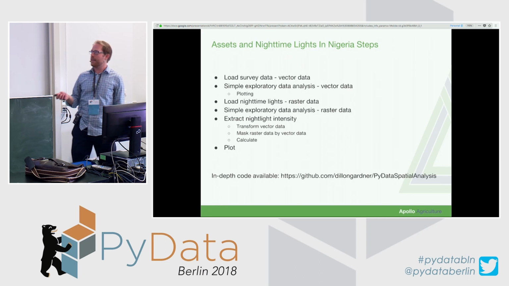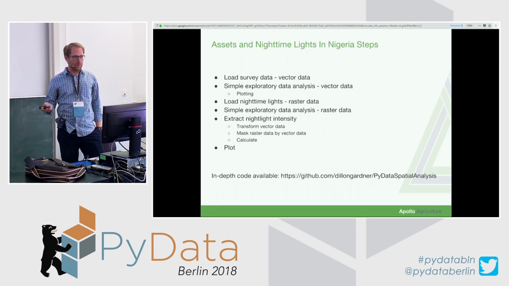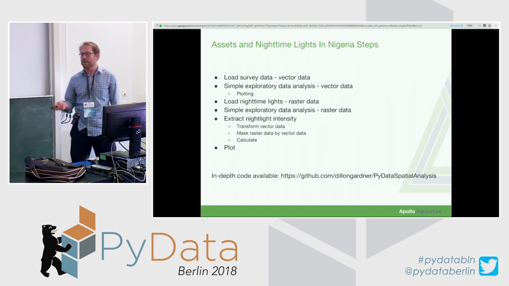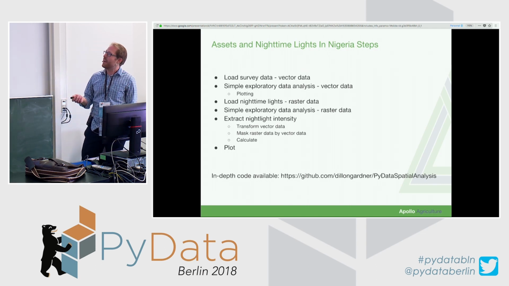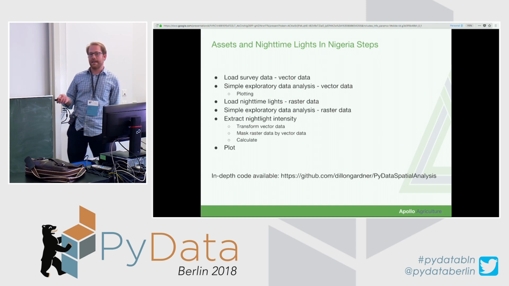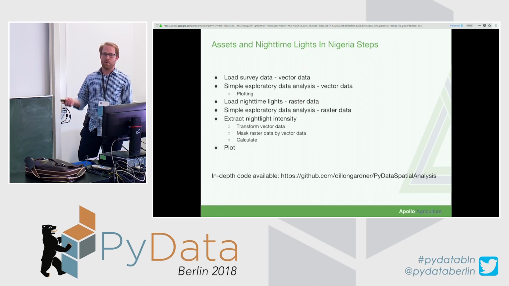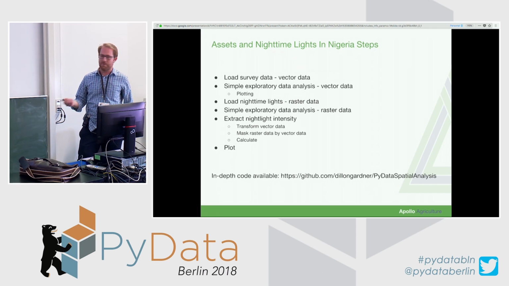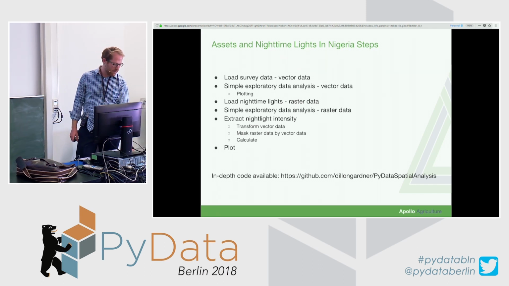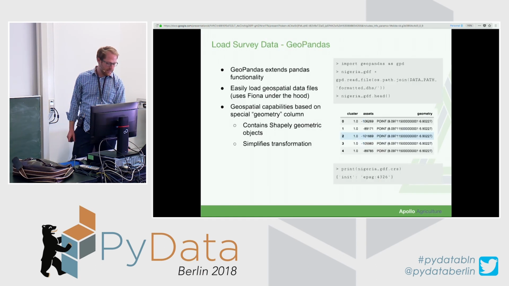Then we're going to load in the nightlight data. Similarly, we can explore it a little bit. I already showed you the payoff a little bit, unfortunately. And then we want to extract the nightlight intensity for the areas of interest. Then we can make some calculations on that, and finally we can make some plots. Okay, so this is a fairly standard process here.